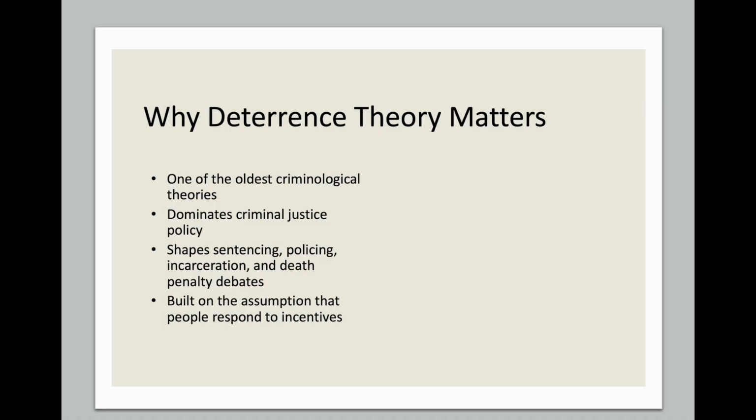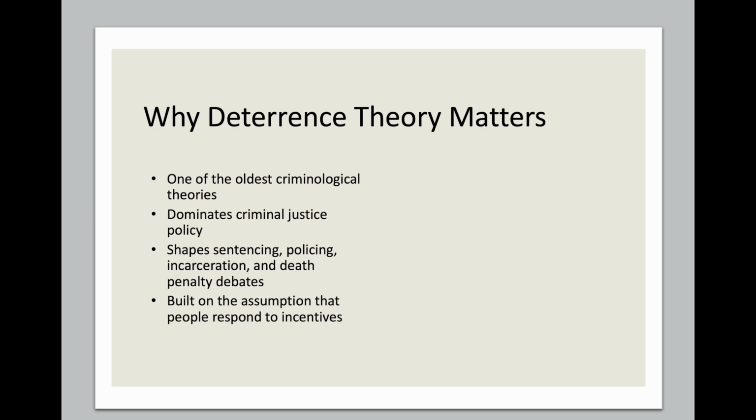Deterrence theory matters for several reasons. First, this is one of the oldest criminological theories. Its roots go back to classic criminology in the 18th century, especially the Enlightenment. This makes it very different from later positivist theories that focus on biological, psychological, or even social causes of crime.